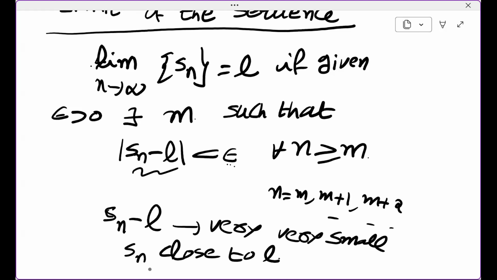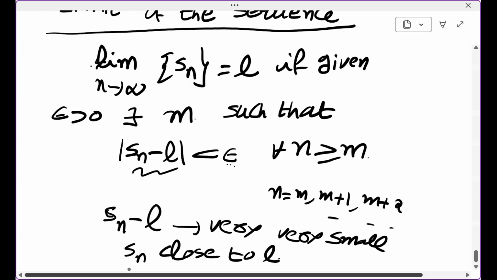So from some number m onwards, not from n equal to 1, 2, 3 and so on, if it is getting close to L, then L is what is called the limit of the sequence. What is the meaning of this?